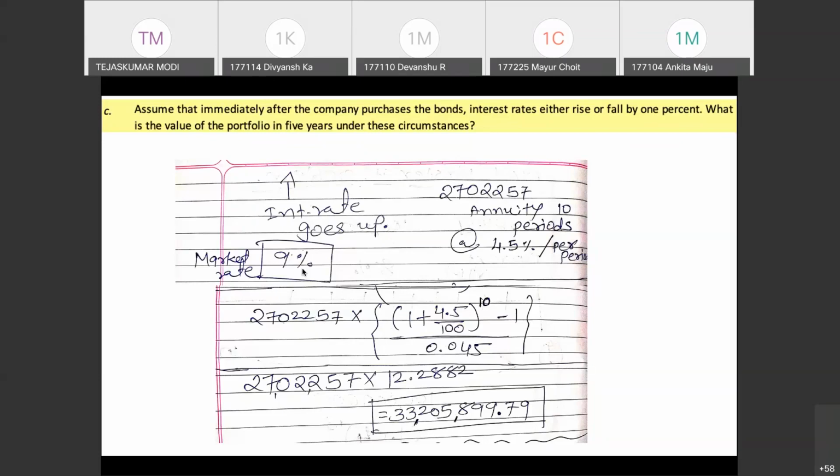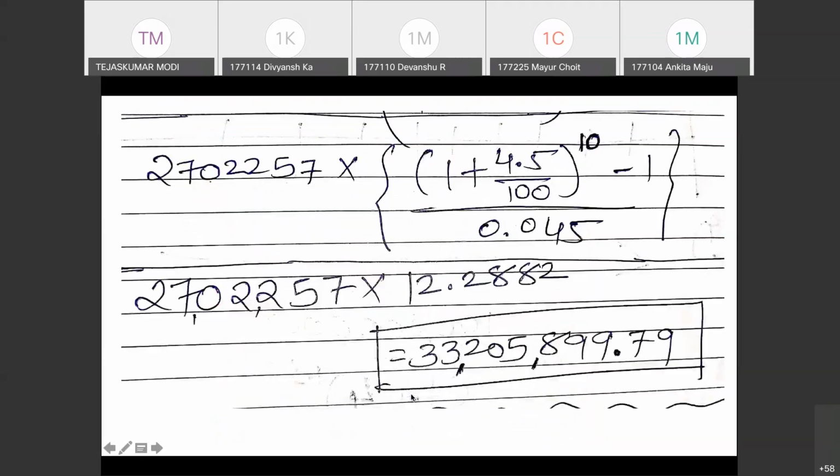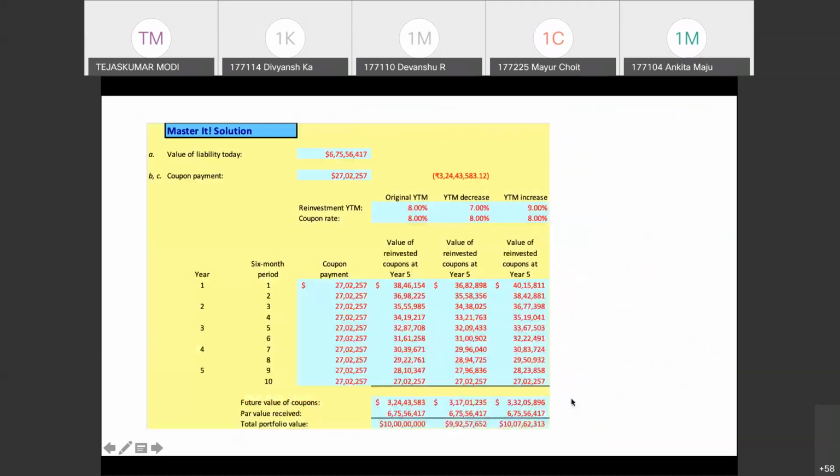That's why. And then the question is, let's say you are receiving coupons. What if the interest rate goes up? When the interest rate goes up, you receive more interest on the coupons you are investing every 6 months, and that makes it 33 million. So 33 million, and then you already have 67 million worth of bonds. So together it is more than 100 million. Why? Because market is giving you more return now, 9%.